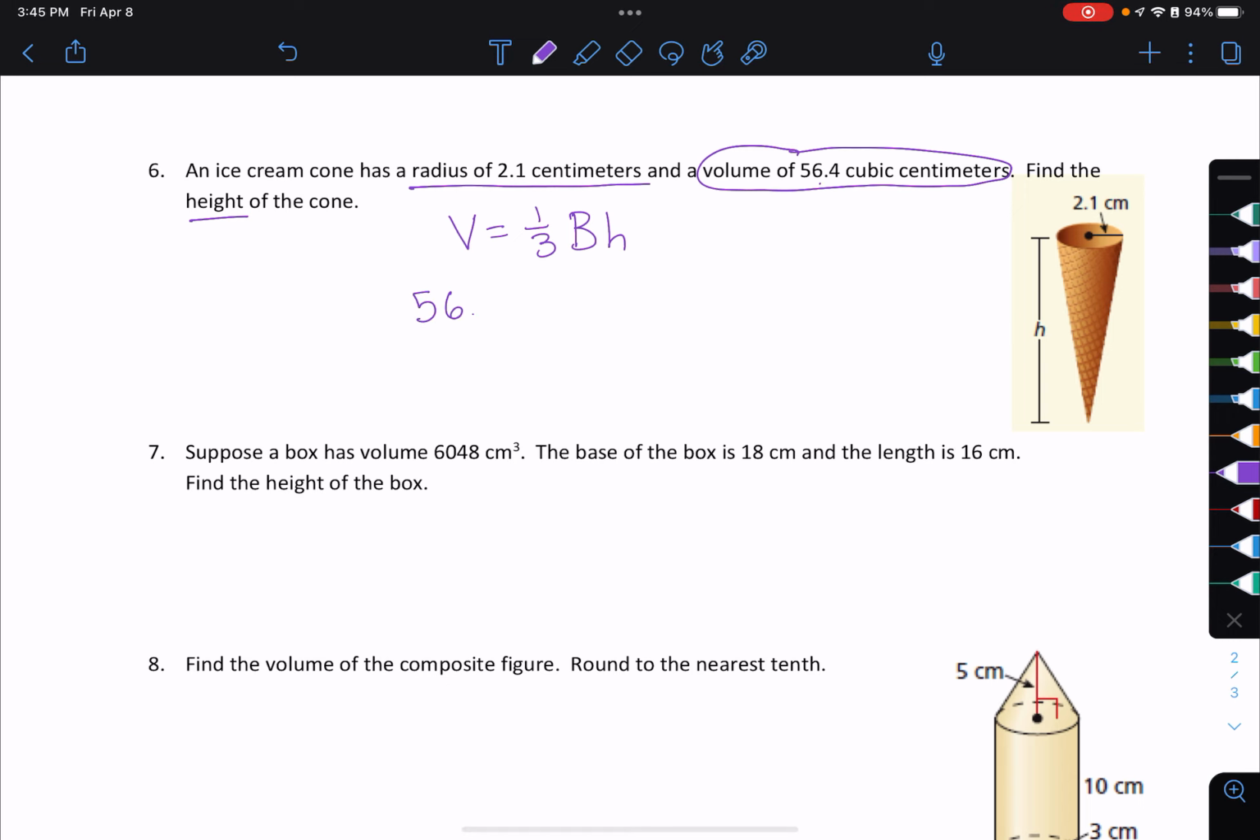So 56.4 equals 1/3. The area of the base, well, the area of the base is a circle, so I need pi times the radius of 2.1 squared times the height that I'm trying to find.